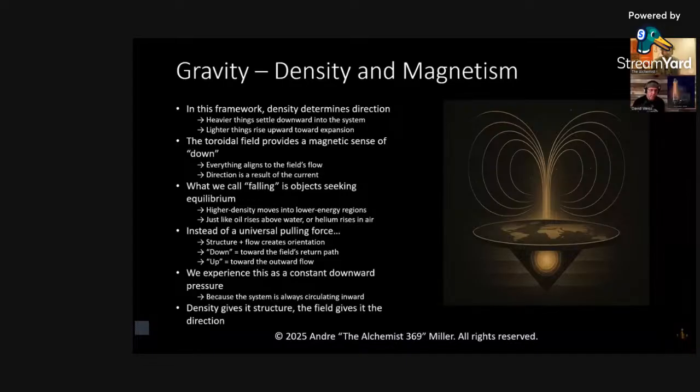So we'll get into gravity. What's gravity, right? In this creation, gravity is essentially density and magnetism. Density determines the direction. Density does the sorting, right? More dense things sink, less dense things rise, right? Everything's trying to find its level of buoyancy. The toroidal field provides a magnetic sense of down. So density does the sorting, but this magnetic force field generated by the core is what generates the sense of down.